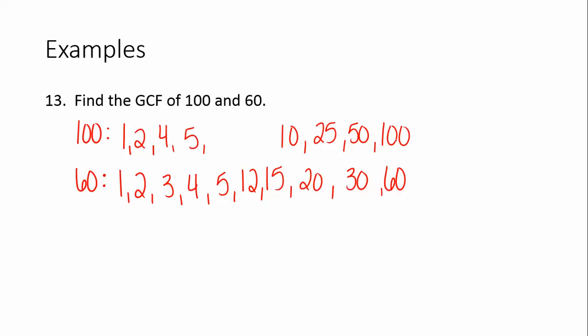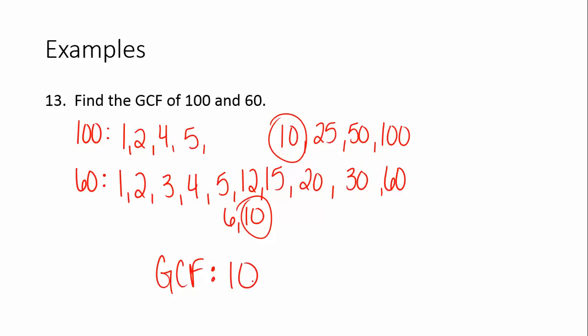So as we look down the list for 100, we have 100, 50, 25, and 10. Oh, and I think I missed one. 6 and 10. 60 is also divisible by 6 and 10. So there's your greatest common factors. We go down the list, 100, 50, 25. None of those are listed here. When we get to 10, we see that 10 is listed under both. So the greatest common factor of 100 and 60 is 10.